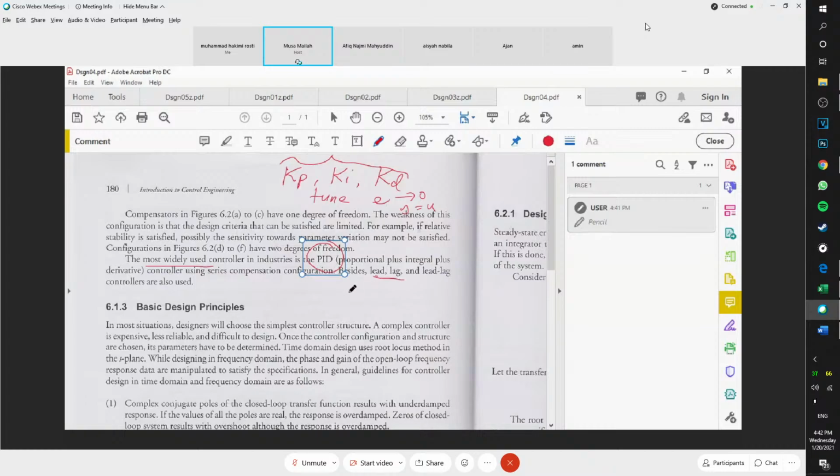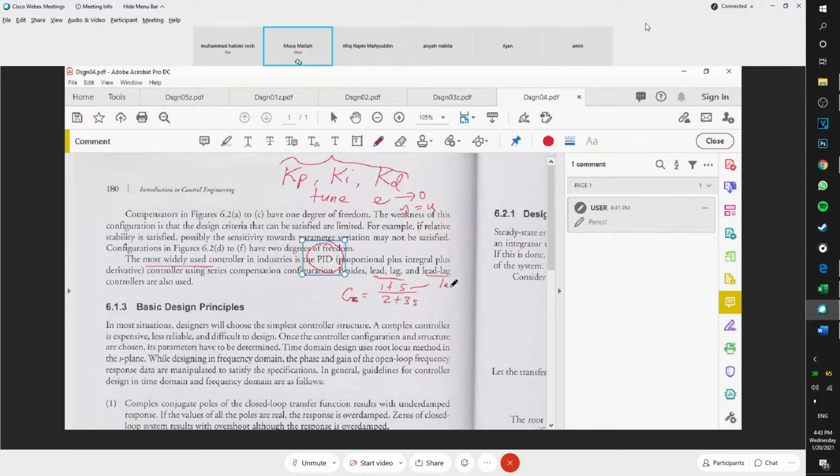Lead-lag controller is like, for example, G is equal to (1 plus S) over (2 plus 3S). Can you see? On top is lead, bottom is lag. So your GC can be a lead-lag controller as well, beside the PID control. PID is quite common, but lead-lag is not so common. You can use lead-lag.